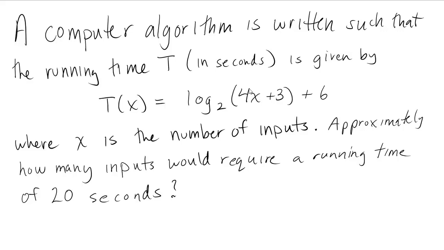So in this function, you plug in the number of inputs to a computer program, to an algorithm, and it spits out how long it will take for the program to run. Whatever that program might be doing. Maybe this is a sorting program or something like that. The question here is, how many inputs would you need in order for this program to run for 20 seconds? So we know the time is 20. We're trying to solve for the number of inputs, which is x. So we're solving the equation 20 equals log base 2 of 4x plus 3 plus 6.